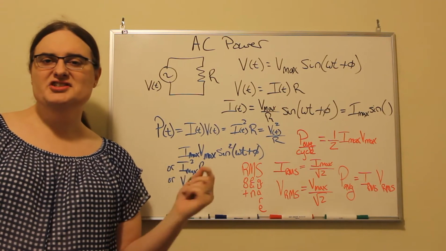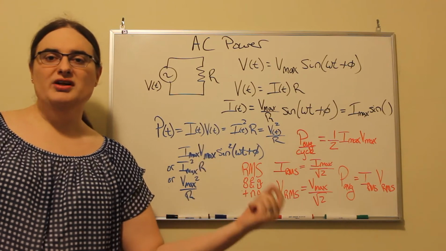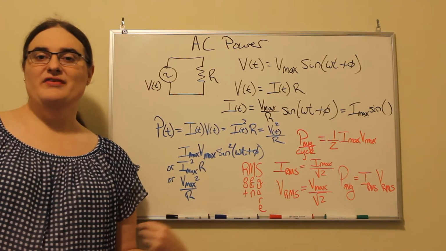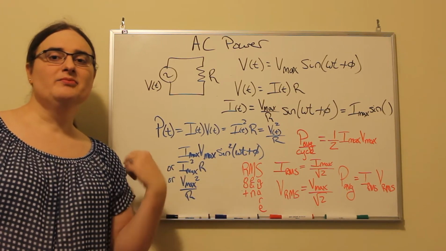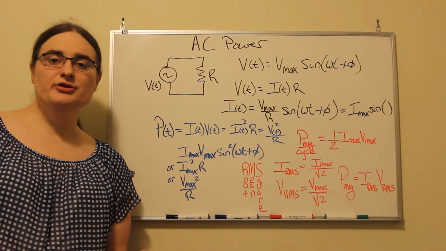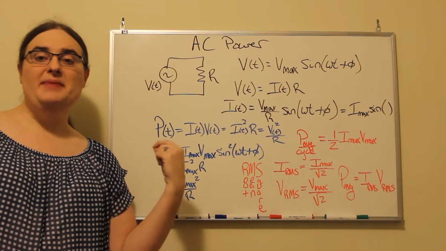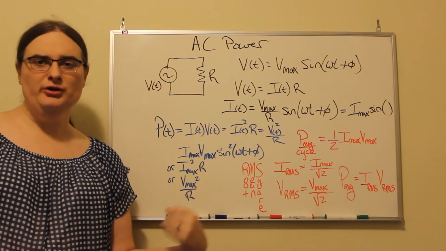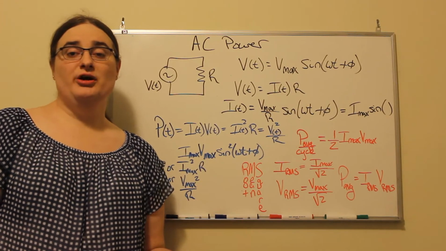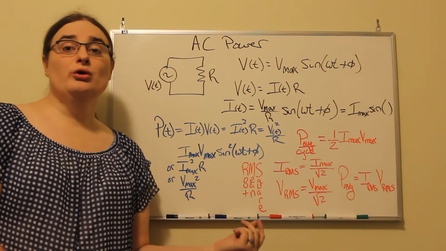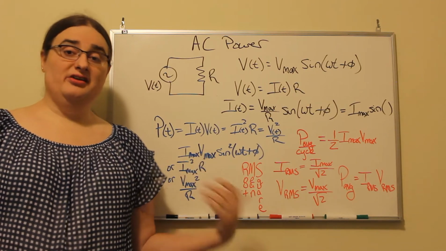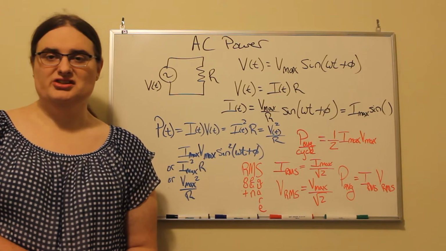And if you average the sine squared over one cycle, you end up with a value of 1/2. So the average power delivered would be 1/2 the maximum current times the maximum voltage, or 1/2 Imax squared times the resistance, or the maximum voltage squared divided by 2 times the resistance.